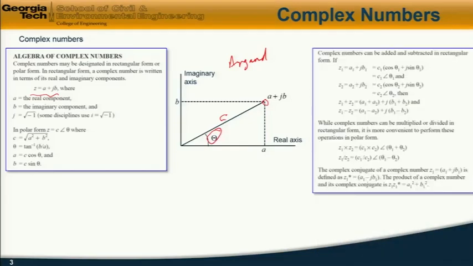And manipulations on complex numbers can be performed fairly easily. For example, for the summation of two complex numbers, z1 is a1 plus jb1, z2 is a2 plus jb2, then to sum those, we simply add up the real components and add up the imaginary components as shown here.